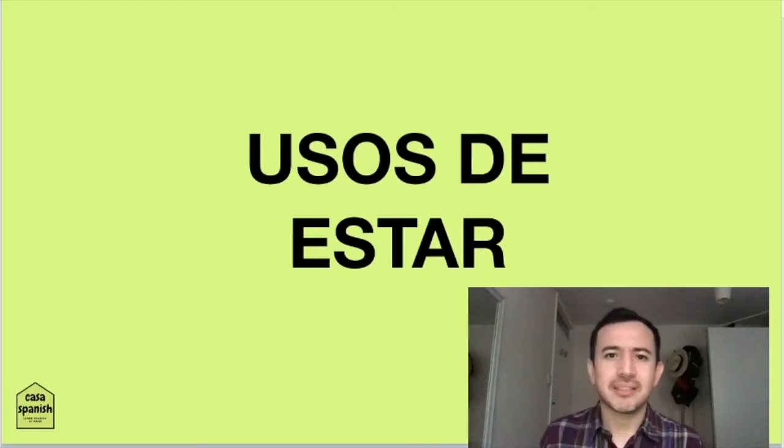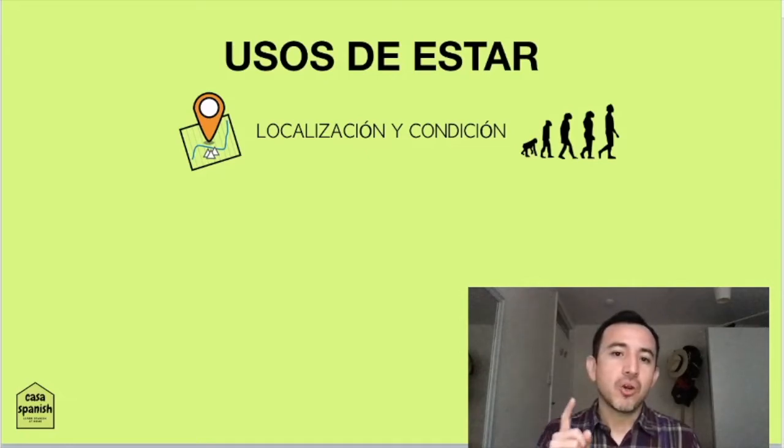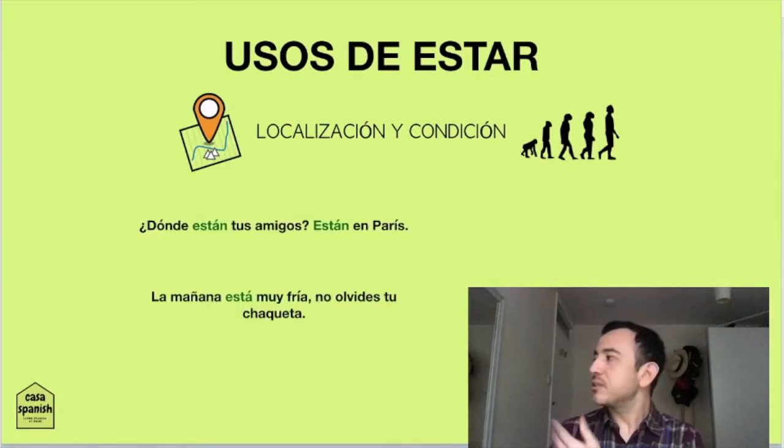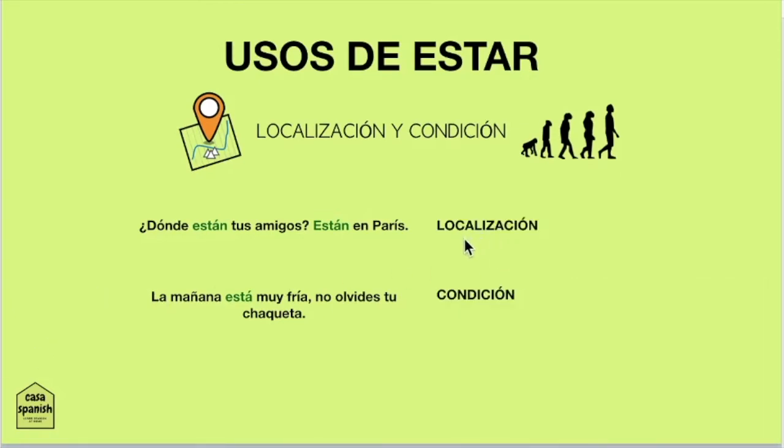When do we use estar? We're going to use estar for two things mainly. Localización y condición. Location and condition. Look at these examples. You have, ¿dónde están tus amigos? Están en París. La mañana está muy fría. No olvides tu chaqueta. Which one is talking about a location and which one is talking about a condition? Muy bien. The first one is localización. The second one is a condition.